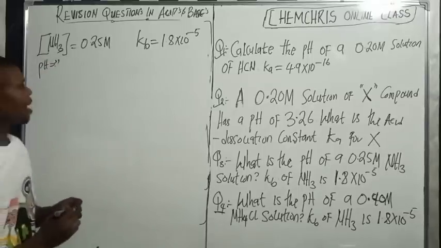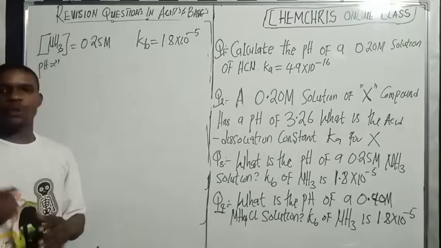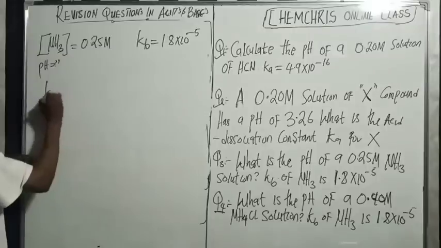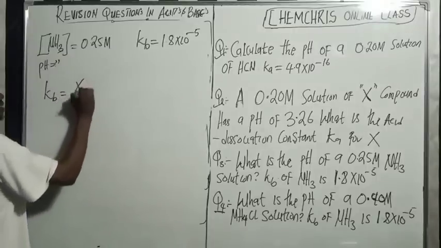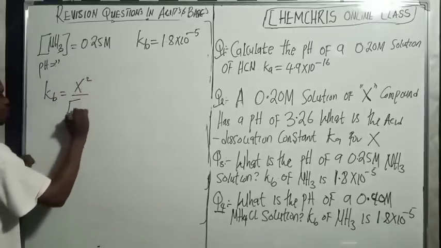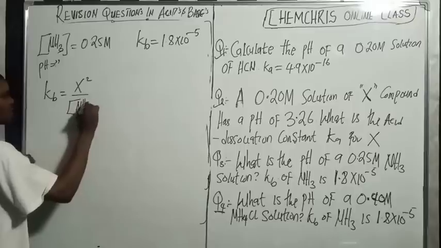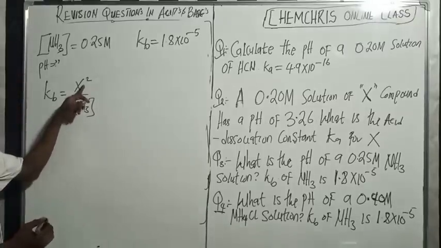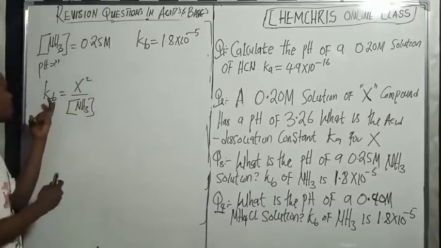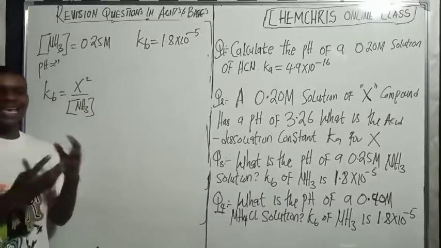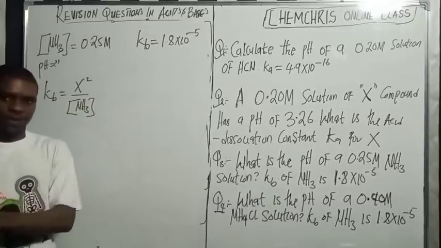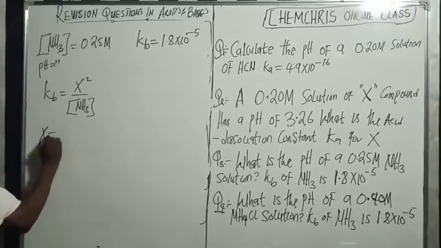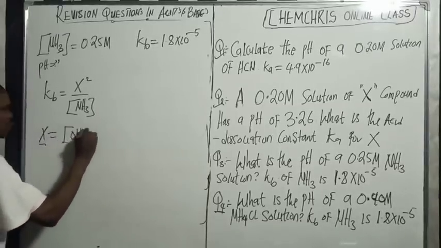Now this is a base. Ammonia is a base, right? So it means that you are going to use this formula here. Kb equals x squared over the concentration of the ammonia, which is the base, right? Do you understand? So x is what? Because I'm talking about Kb, x is the concentration of OH minus.